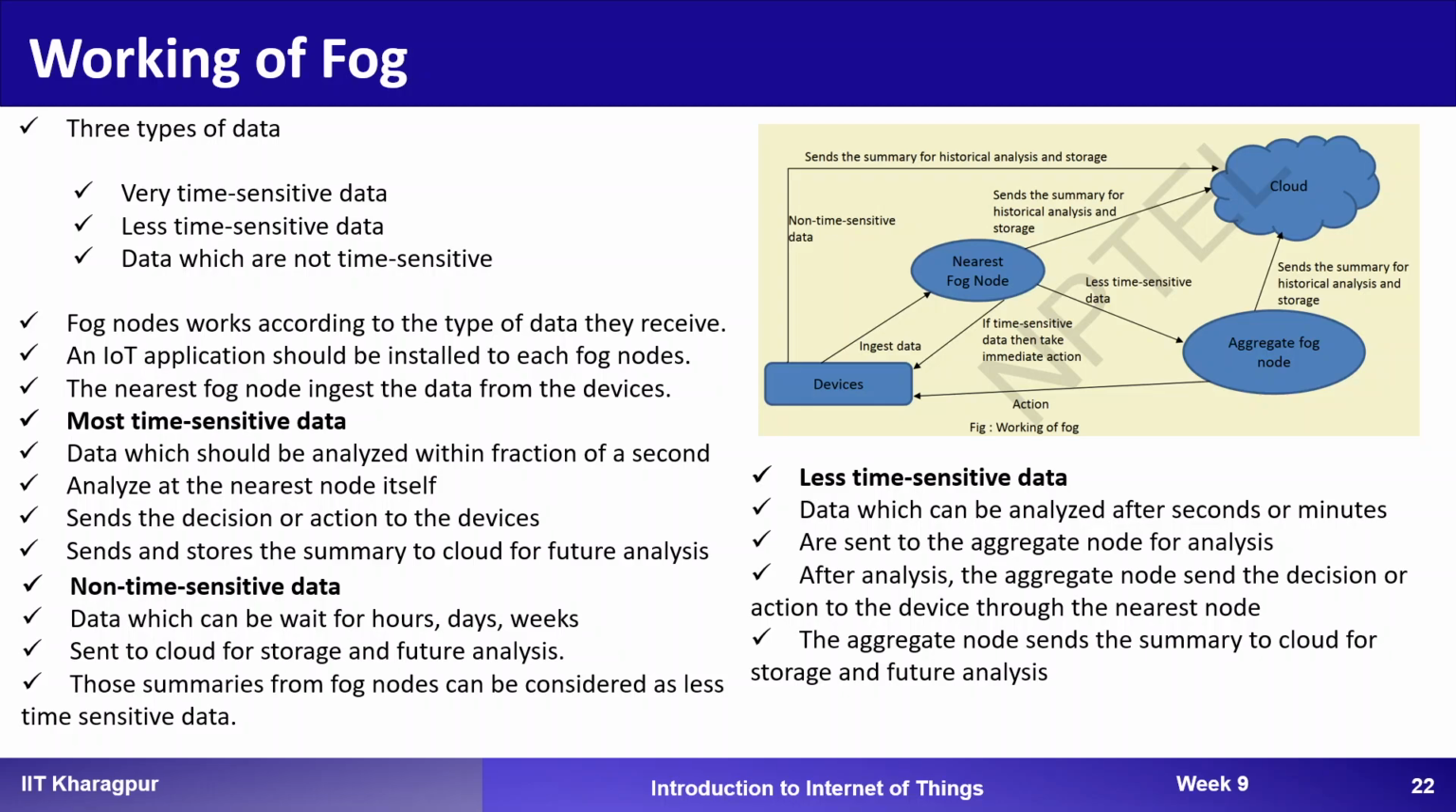So on the basis of the data which is present, it can be very time sensitive, that requires very less amount of time for processing. The second can be less time sensitive, and the third is data which is not time sensitive. On the basis of the type of data, we perform analysis at fog, aggregated fog and the cloud.